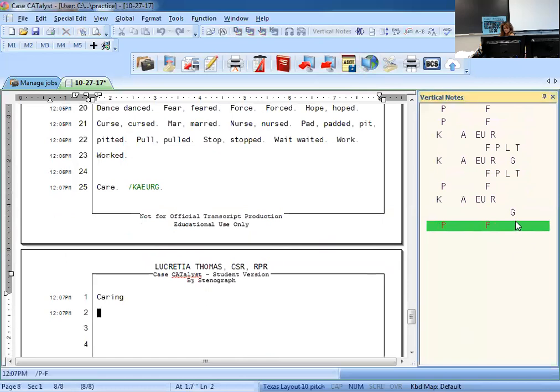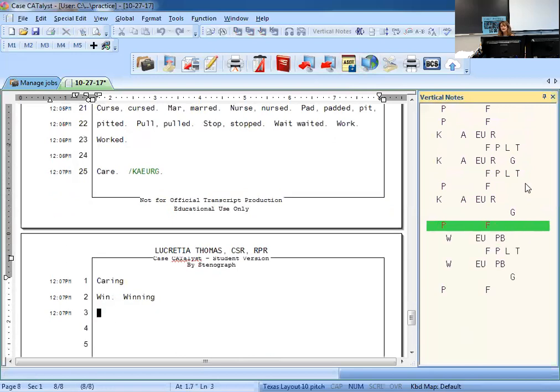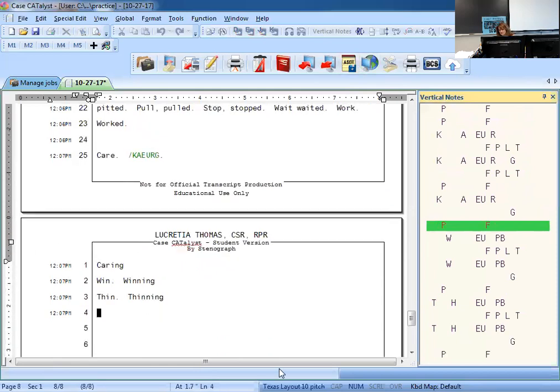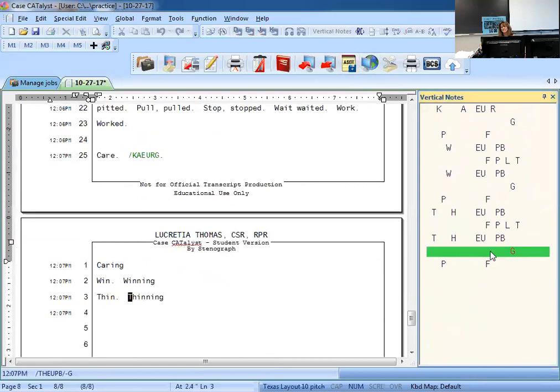You've got their team wants to win, so win. And then winning, you got to come back, otherwise, it's going to be wing. You got to come back in the second stroke. His hair is thin, and then thinning. His hair is thinning. Thin, come back G. Have to come back or it's not going to change it. It'll be thing. So you've got to come back second time.